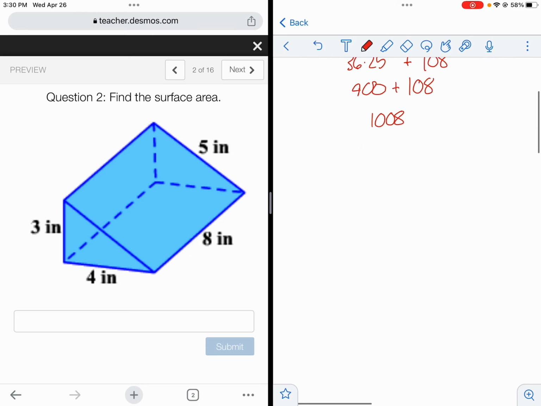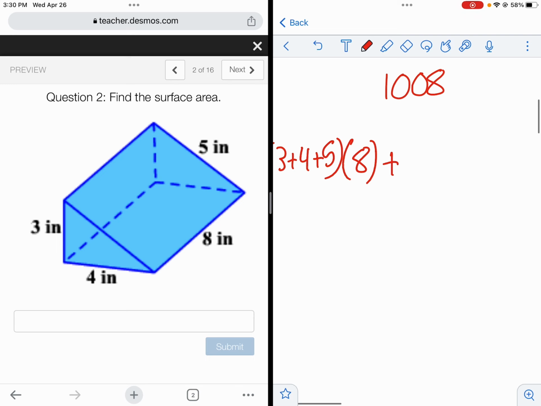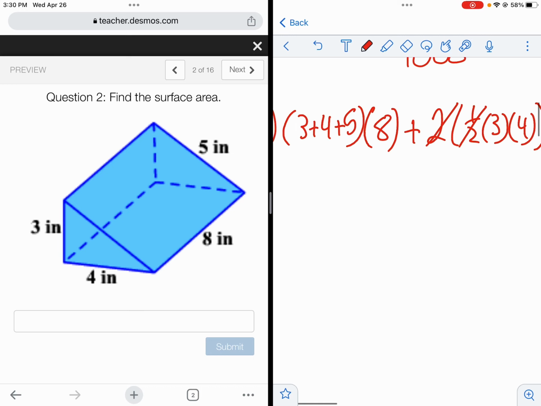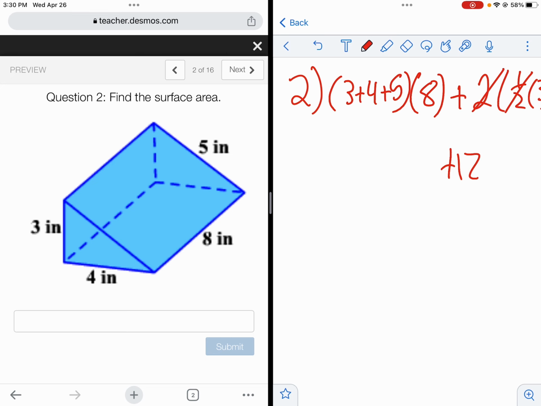Number 2, another triangular prism, same thing. So I got 3 plus 4 plus 5 for my perimeter of the base times the height, which is 8, plus 2 times the area of the base. Again, 1/2 times the base times the height, so we'll pick 3 for our base here and 4 for our height. Again, these 2 times 1/2 is just 1, so I have 3 times 4 is 12. 3 plus 4 plus 5 is 12 times 8, that's 96, plus 12 is 108. That's your answer for number 2.